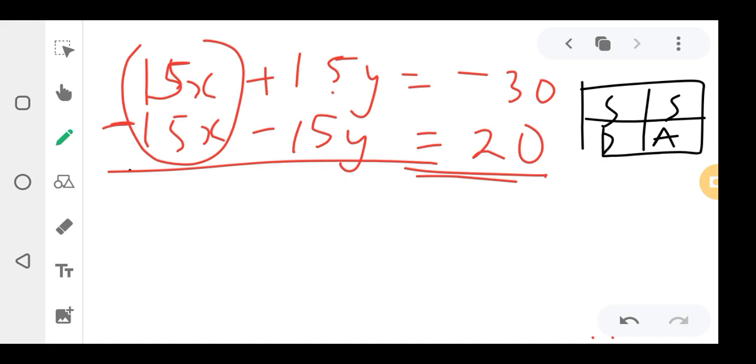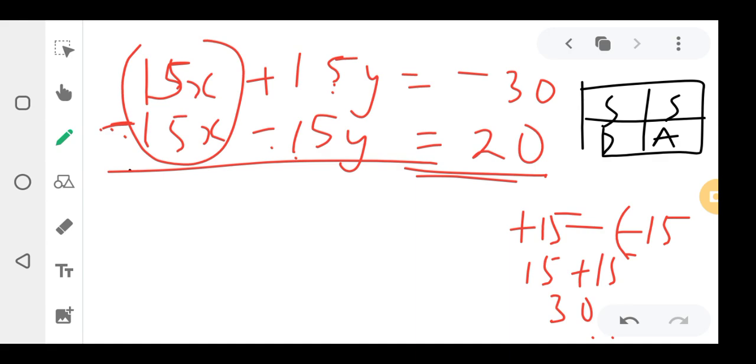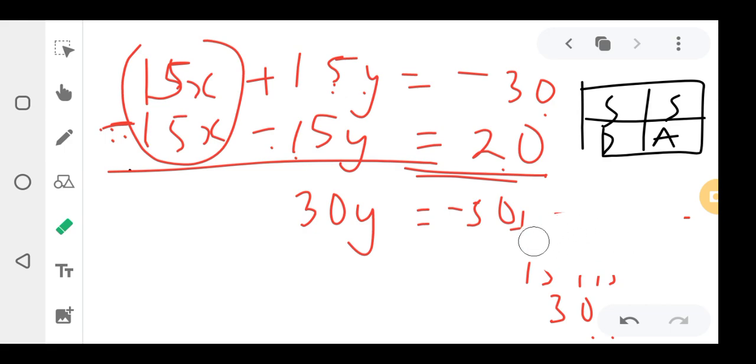And then positive 15y, the one on top, minus this side, there is a minus, which gives minus minus 5y. So that will be 15 plus 5, which will give me 20. Hm, so this by this will give me 20y is equal to negative 30 minus 20. Okay, it will give me negative 50.